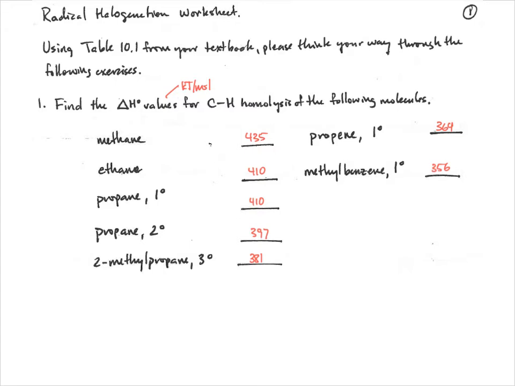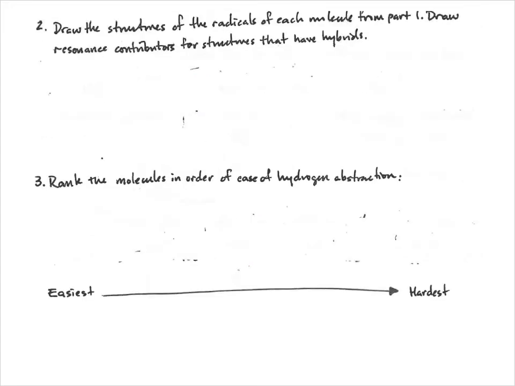Okay, so the next slide, we're on question 2 where it says, draw the structures of the radicals of each molecule from part 1. Draw resonance contributors for structures that have hybrids. So again, I'll draw the reaction for methane, but for everyone after that, I'm just going to simply draw the radical structure.